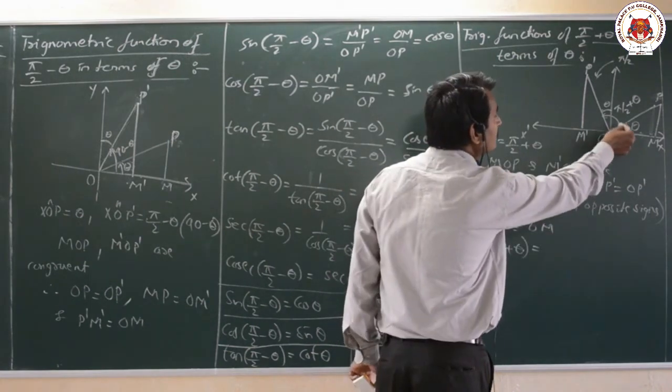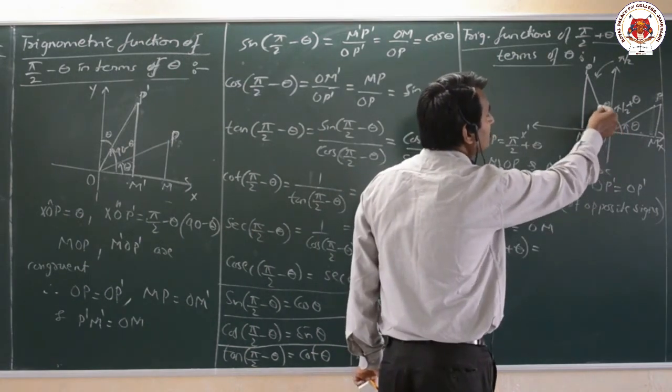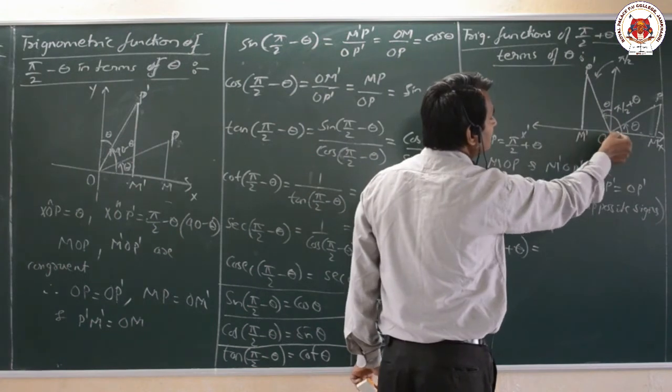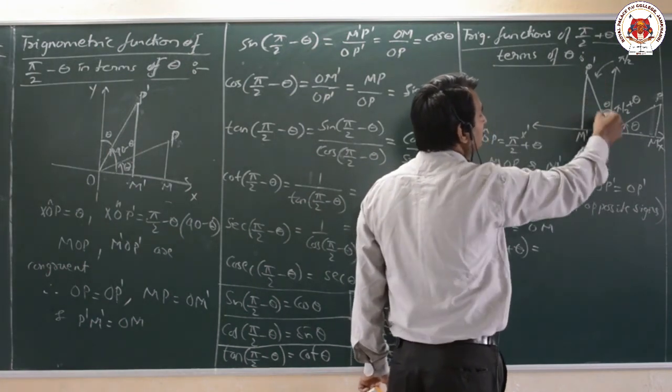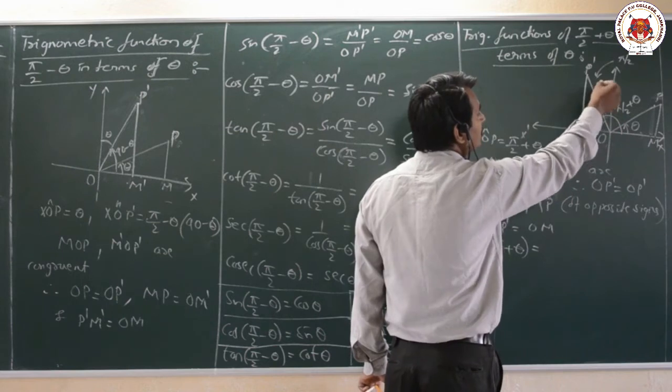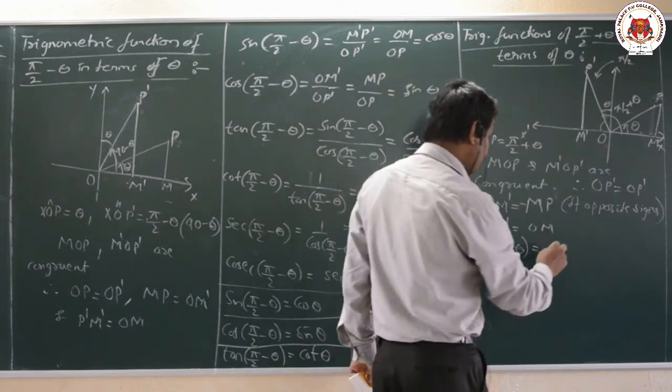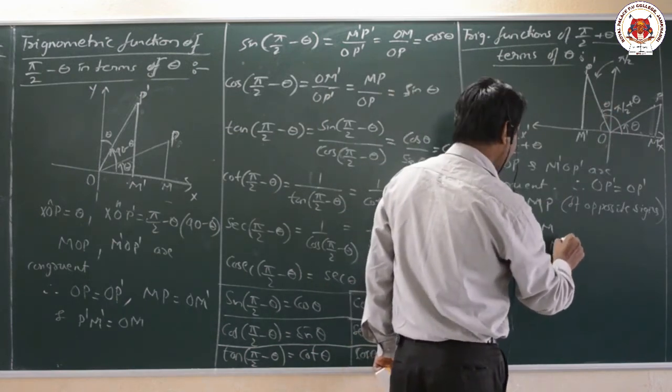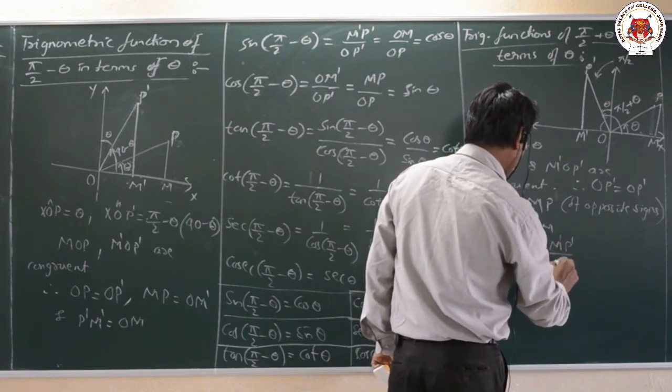Now let us observe this particular angle, that is sine of pi by 2 plus theta. What do we have here? Sine means opposite by hypotenuse, where this is an angle theta here. Opposite means M dash P dash divided by OP dash.